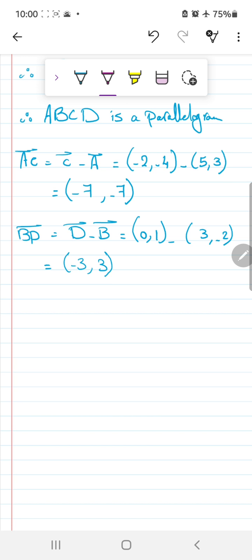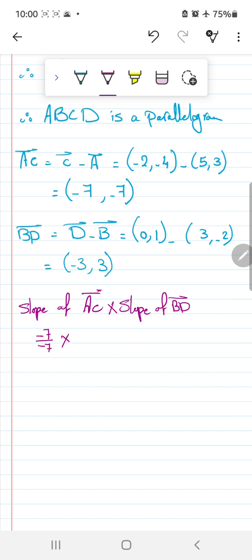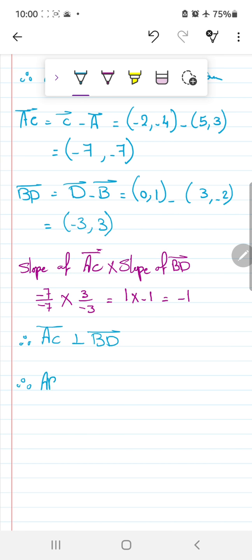So we want to prove that the slope of AC times the slope of BD must equal -1 to prove that AC and BD are perpendicular. Slope of AC equals y over x, -7 over -7, multiplied by slope of BD, 3 over -3. It will be 1 multiplied by -1 equals -1. So we get here AC is perpendicular to BD. So the figure ABCD is a rhombus.